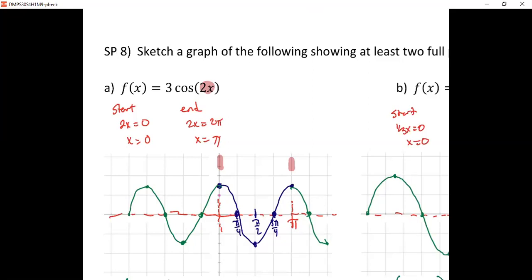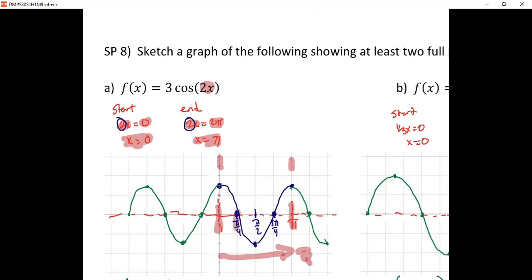One more time, we set what's inside equal to 0 because that's our normal beginning. We set what's inside equal to our end. When we solve that equation, we go from x equals 0 to x equals pi, which tells me what that horizontal distance is. That horizontal distance is always found by dividing by that coefficient, so 2 pi divided by 2 is just pi. Our beginning is now 0, our end is now pi.